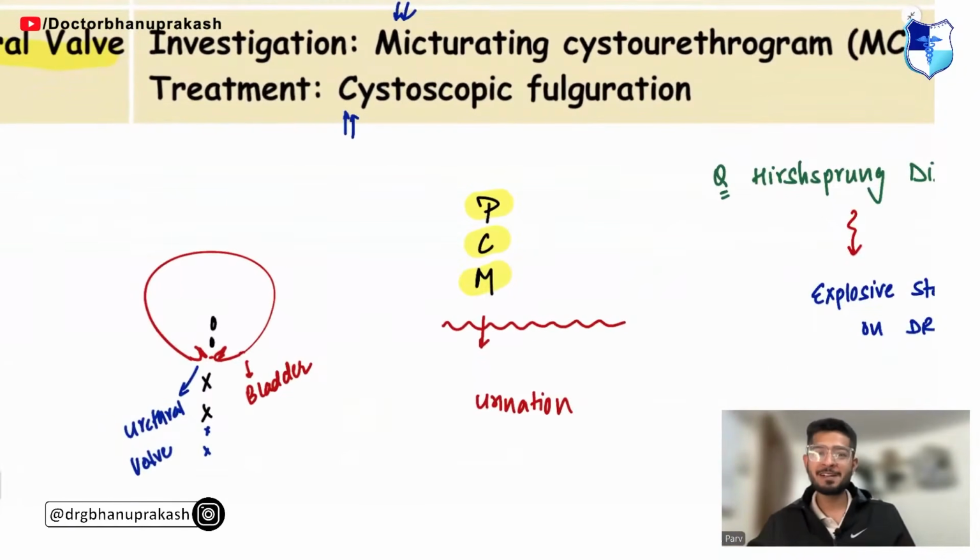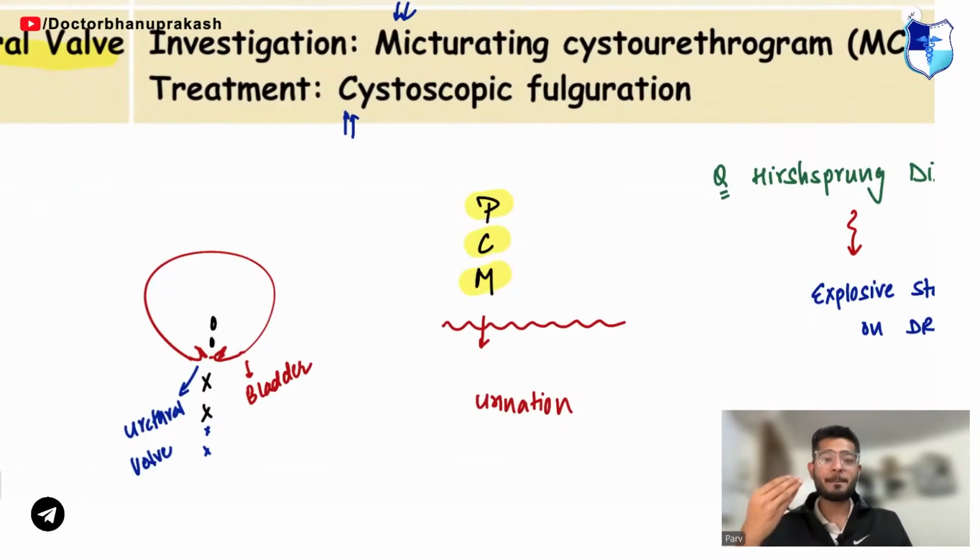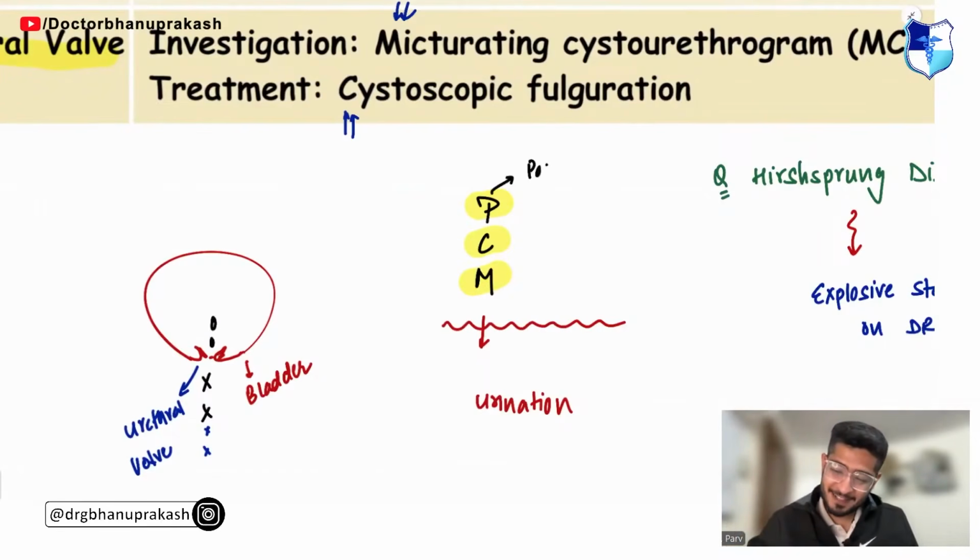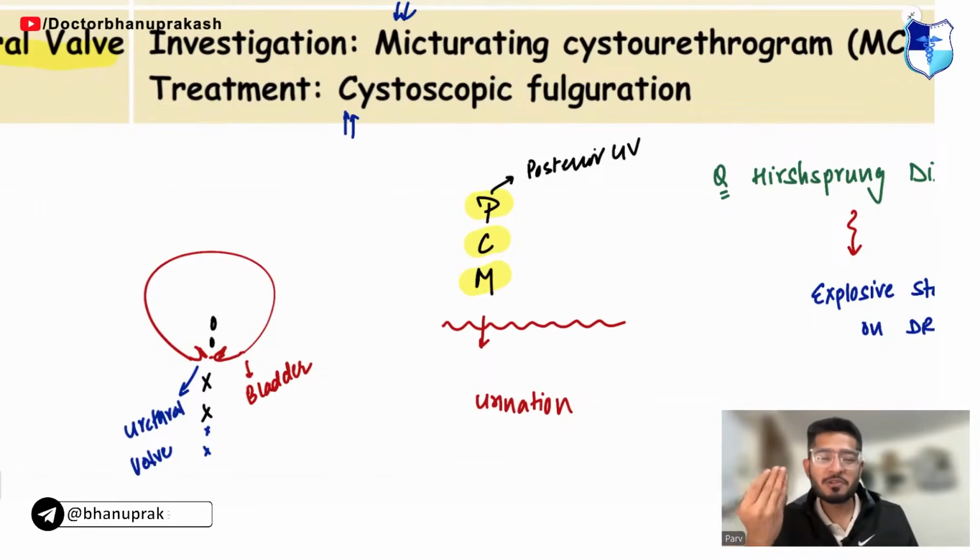So the mnemonic you have to understand in posterior urethral valve: medical people take PCM and go ahead in life. PCM. P for posterior urethral valve. Take PCM, otherwise you will be backward. We are medical graduates, we will go ahead. So what is PCM? P for posterior urethral valve.